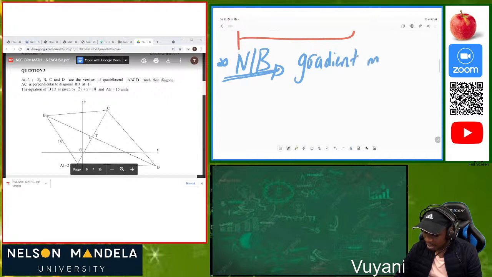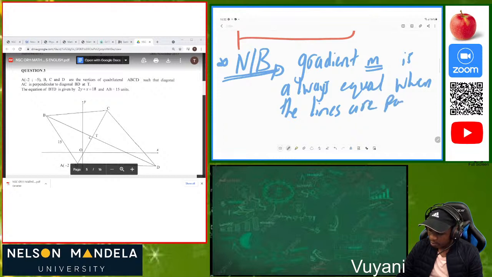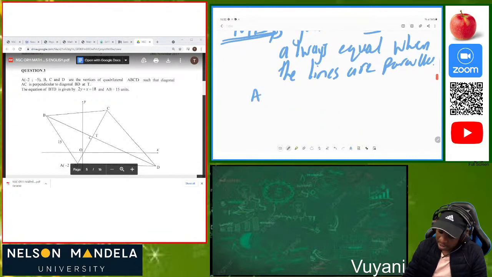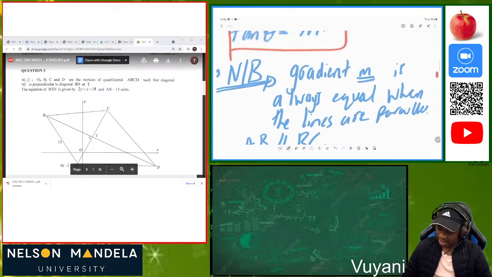which is represented by m, is always equal when the lines are parallel. Bear in mind that if they tell you that AB is parallel to BC, automatically their gradient is the same. Automatically, the gradient is the same.